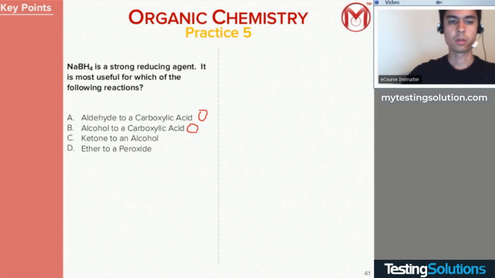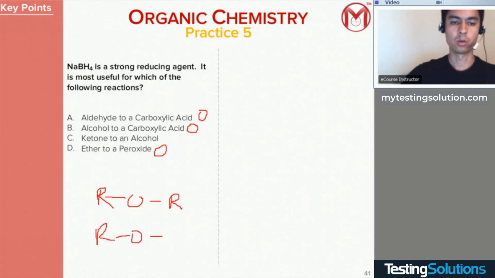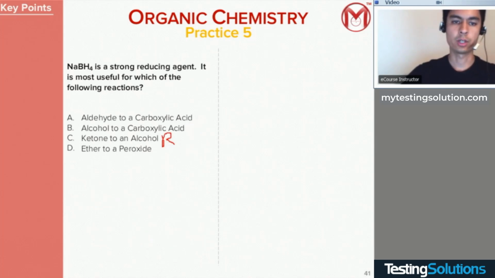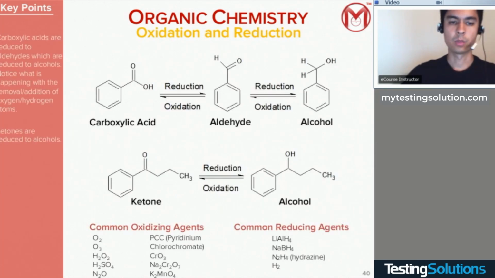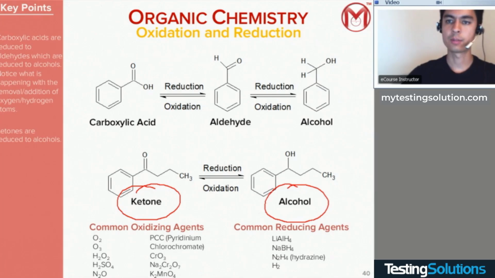Ether to epoxide is also an oxidation reaction. We're going from an ROR to an ROOR. That is, we're adding bonds to oxygen. The only one that's actually a reduction reaction is the ketone to the alcohol. We can see that here. When we go from the ketone to the alcohol, we add hydrogen atoms. We're adding 2 hydrogen atoms. So this is a reduction reaction.